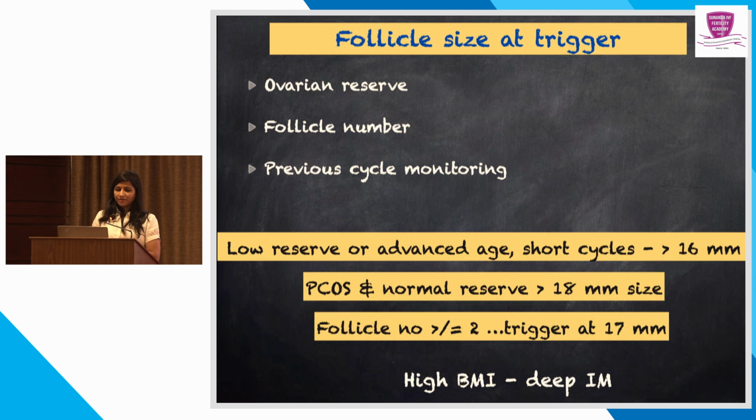So follicle size at trigger: for low reserve or advanced age, short cycle, better to give at 16 millimeter. PCOS or normal reserve, you can wait till 18 millimeter if there is a single follicle. If there are 2 or more follicles, then you can give the trigger at 17 millimeter.